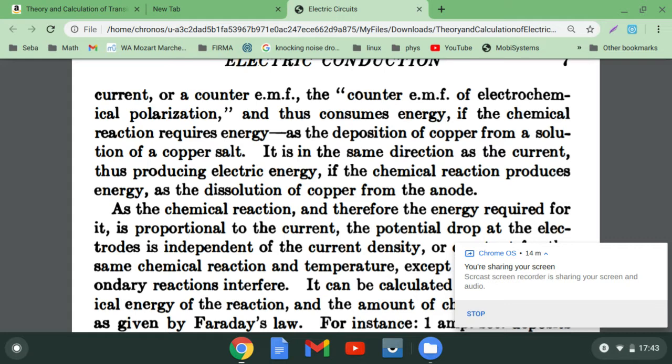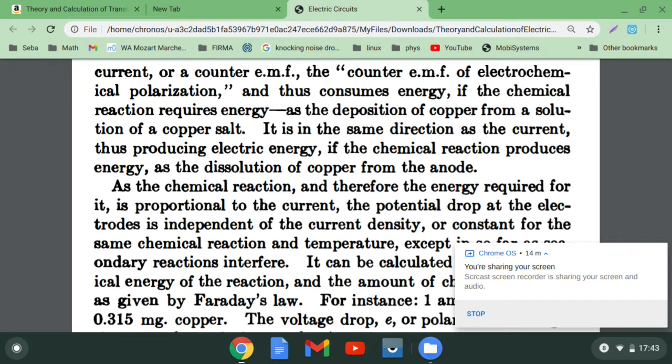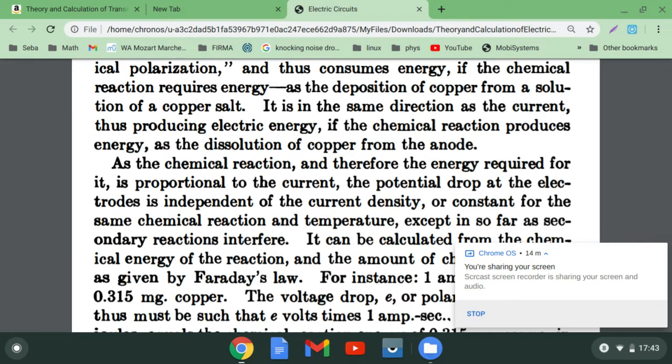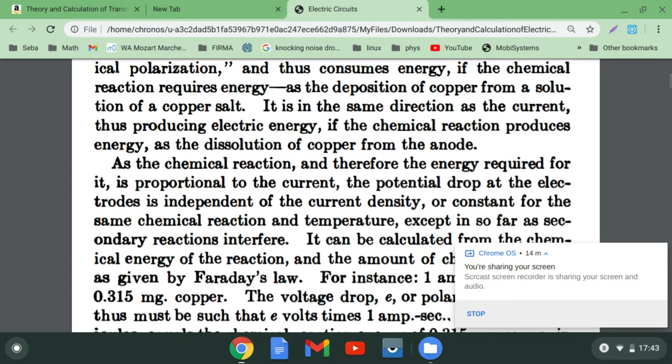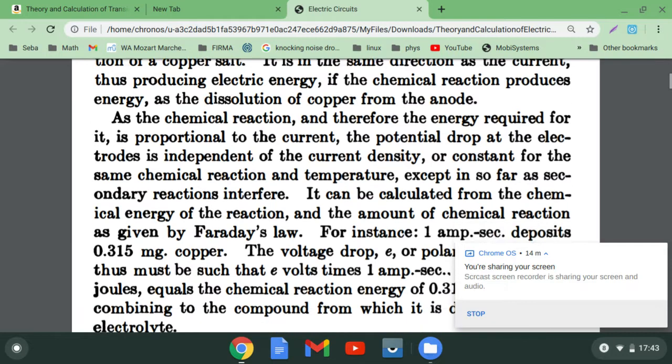If the chemical reaction requires energy, as in the deposition of copper from a solution of copper salt, it is in the same direction as the current, thus producing electric energy. If the chemical reaction produces energy, as in the dissolution of copper from the anode.